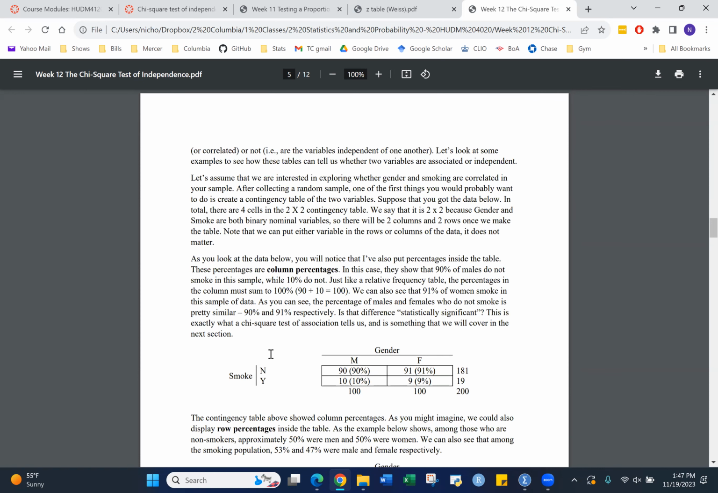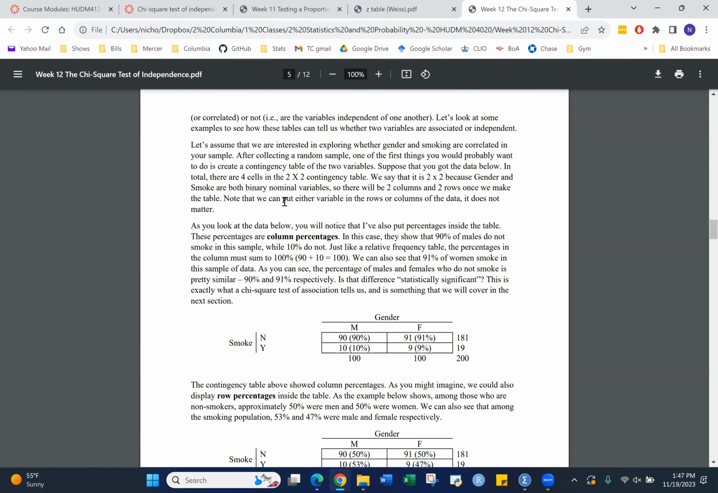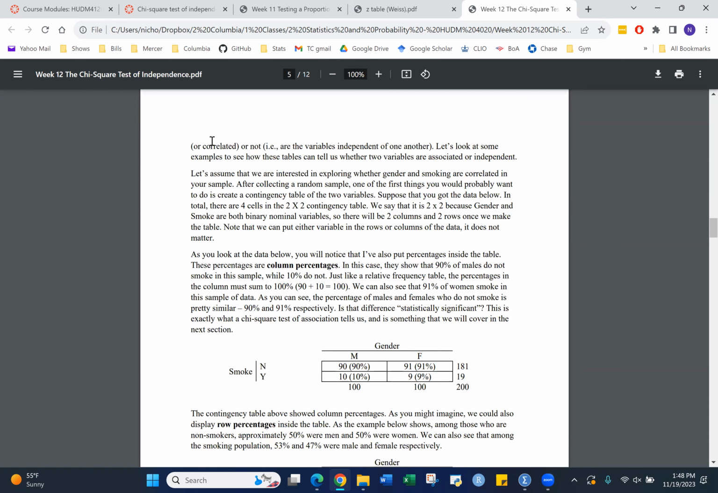So I want to give some examples here. I want to look at a fictional example, which I've made up, with a 2x2 contingency table. 2x2 because there are 2 columns and 2 rows. That's the case because there are 2 categories of the smoke variable and 2 categories of the gender variable in this sample. And so all in all, you have 4 cells, right? And we call each little box here its own little cell.